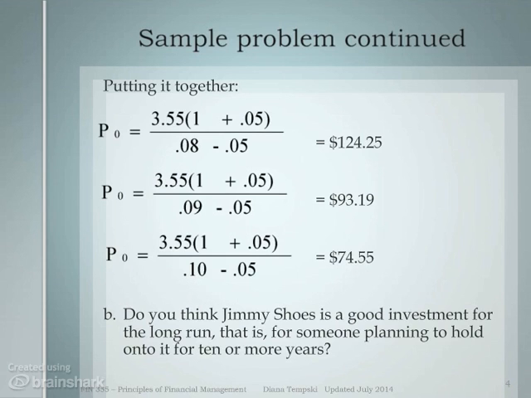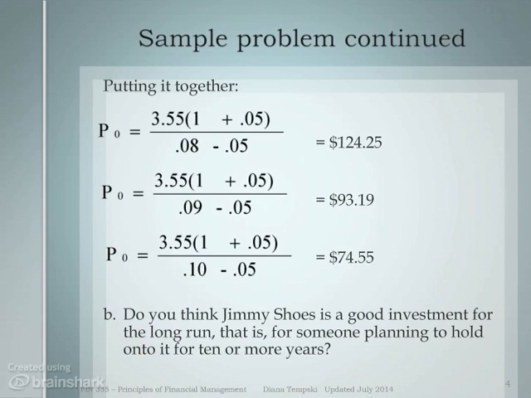So notice that the intrinsic value for this stock varies, and it depends on what the required rate of return is. If an investor requires only an 8% rate of return, the true value of the stock is $124.25. If the investor requires a rate of return of 9%, which essentially means the investor perceives more risk, the intrinsic value is $93.19. And if the investor requires a 10% rate of return, which certainly implies a perceived higher level of risk, the intrinsic value is $74.55.